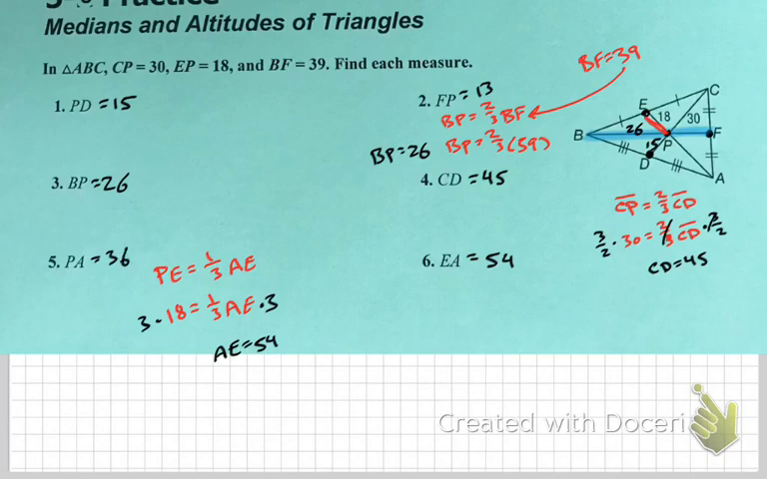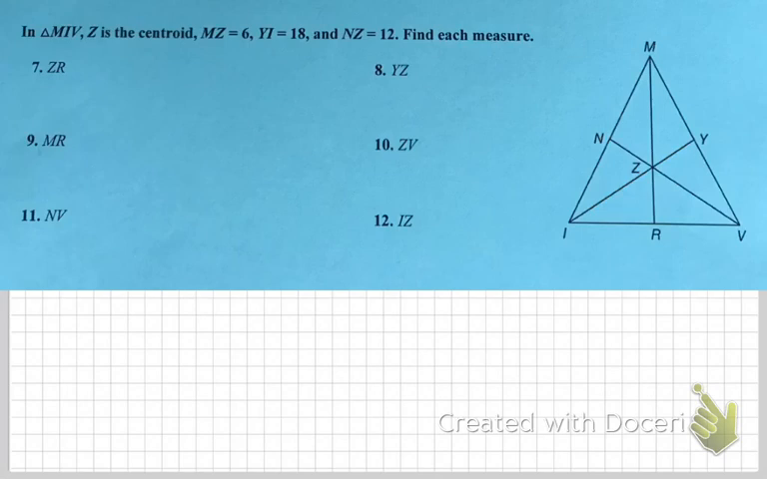So a lot of it is just using that formula. The vertex to the centroid is 2/3 the length of the median, but you can always use centroid to midpoint as being 1/3 the length of the entire thing as well. It's kind of up to you on how you want to do that. And just so you know, the next page has the same exact concept. They just tell you that this is a centroid, which makes Y, R, and N midpoints, and you would go about doing that problem the exact same way.